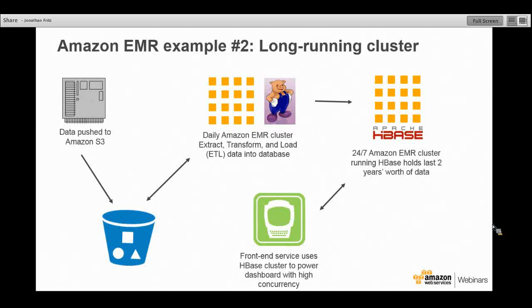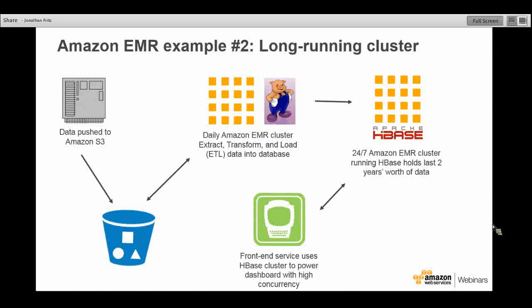So a second example is using EMR, instead of as a workflow engine, more as a long-running cluster for a database application. In this case, a common thing we see is, once again, S3 as your starting point for data. Data is pushed to S3, and a daily Pig job runs that does ETL, transforming and aggregating the data and then loading it into an EMR cluster running Apache HBase, which is the NoSQL database for Hadoop, which is great for a lot of concurrent reads and fast responses.